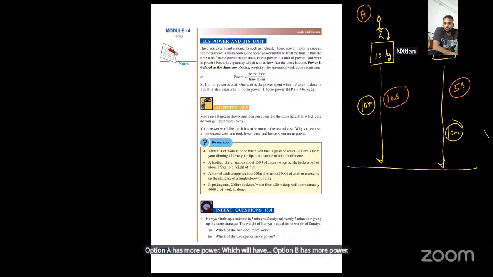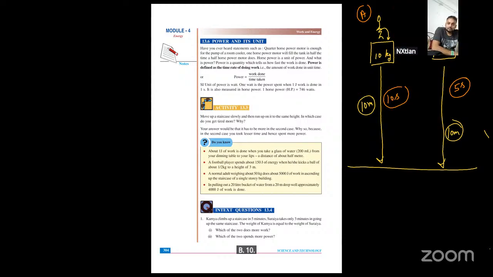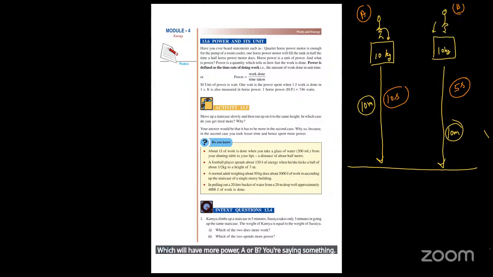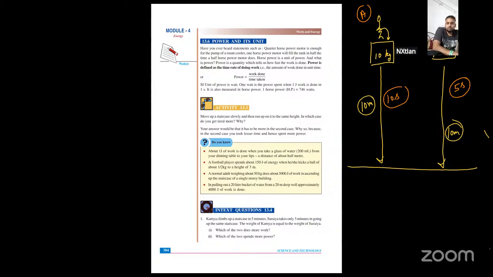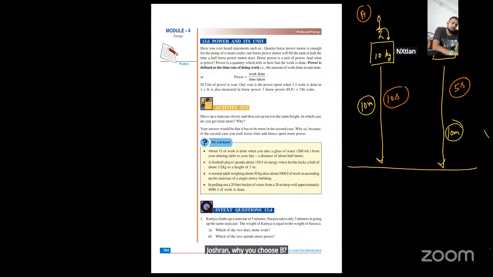Jashron, yours? B. Sam, which will have more power, A or B? B, sir, B. Okay. Jashron, why did you choose B? It finishes faster. Yes, good. So power, Joshua, B is the correct answer.